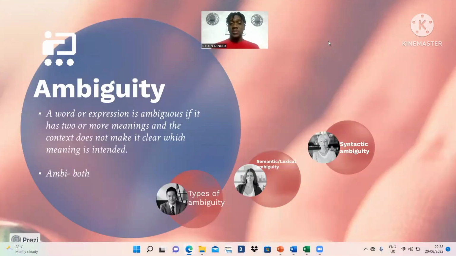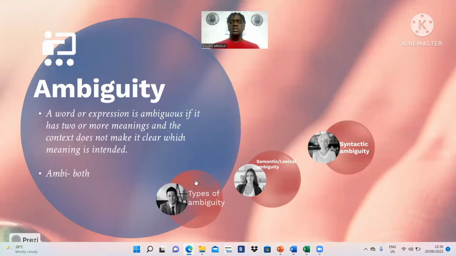Following my group members' presentation, I will be presenting on ambiguity. Now, many may ask, what is ambiguity? A word or expression is ambiguous if it has two or more meanings and the context does not make clear which is intended. Ambi means both. Before going any further, I would like to make note that in a logical argument, ambiguity and vagueness should never be practiced.